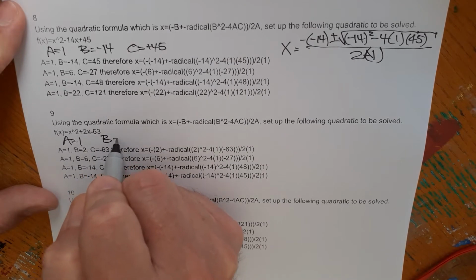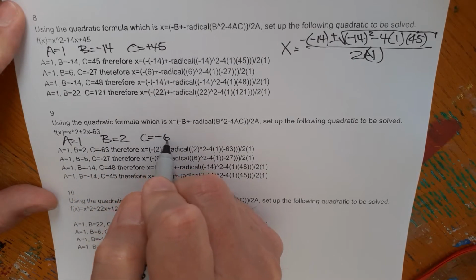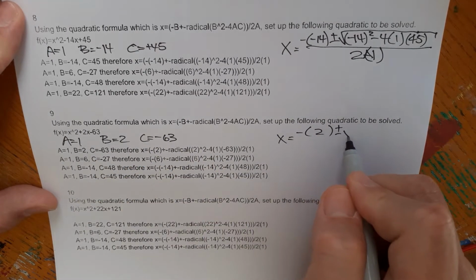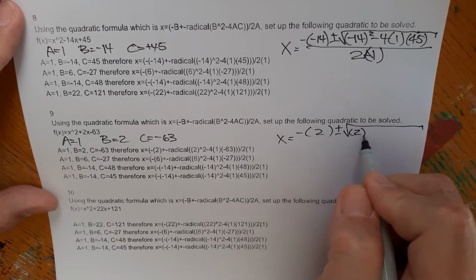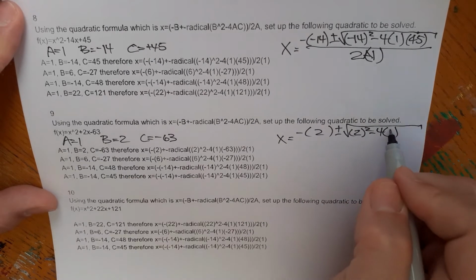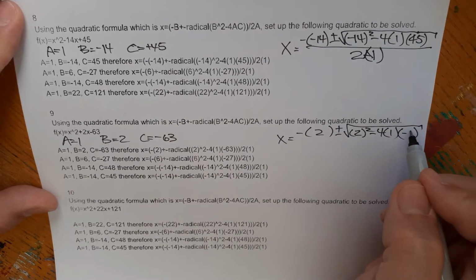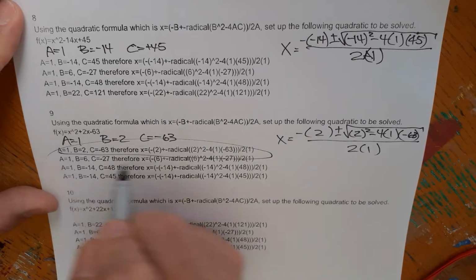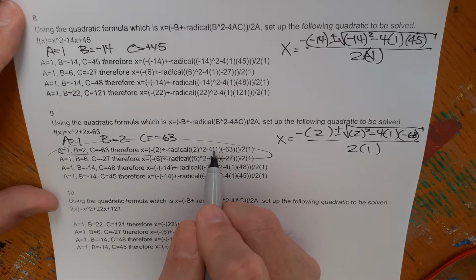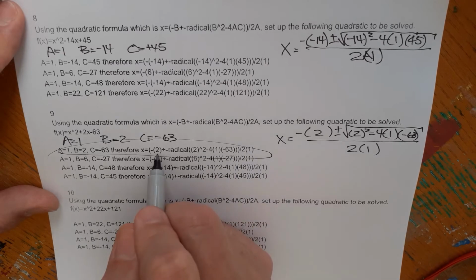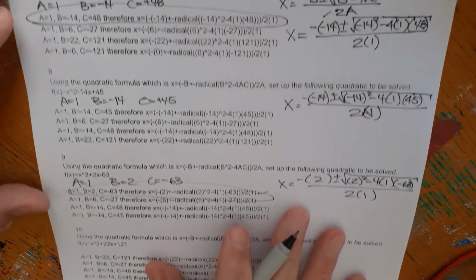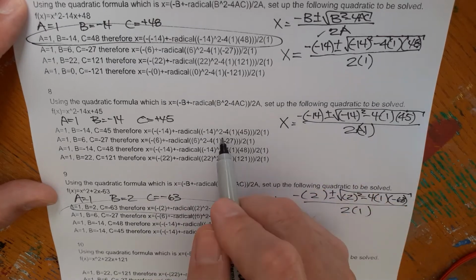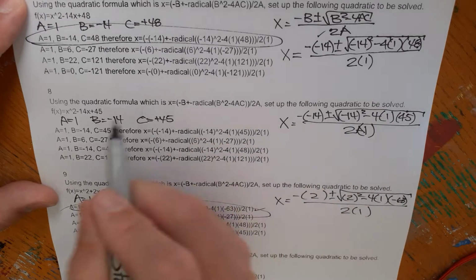Using the quadratic formula, set it up. A equals 1, b equals 2, c equals negative 63. X equals negative b, which is 2, plus or minus radical b squared, which is 2 squared, minus 4 times a, which is 1, times c, which is negative 63, get the sign in there, all over 2 times 1. There it is right there. And this one was negative 14, and negative 14 squared minus 4 times 1 times 45.